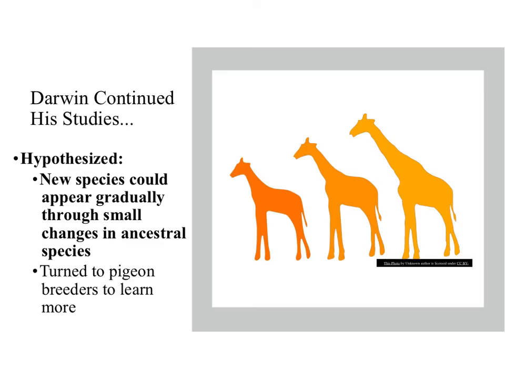All right, so then Darwin continued his studies. He continued looking at differences, especially between the finches, and he came up with this hypothesis: new species could appear gradually through small changes in ancestral species. The giraffe picture here is just a good, simple picture to diagram his thought. If you take the shortest giraffe and call it the most ancestral of the species, well, over time, small changes are going to occur until you have so many changes that it makes a whole new species, like in the case of the finches.